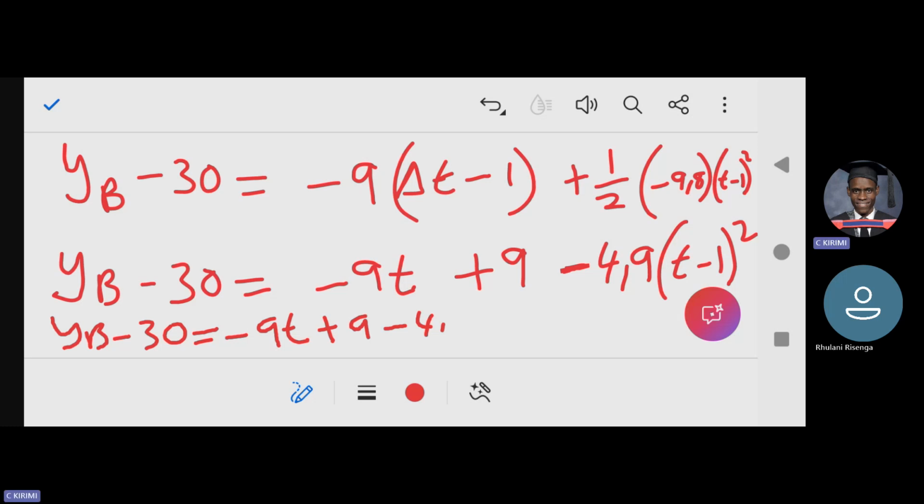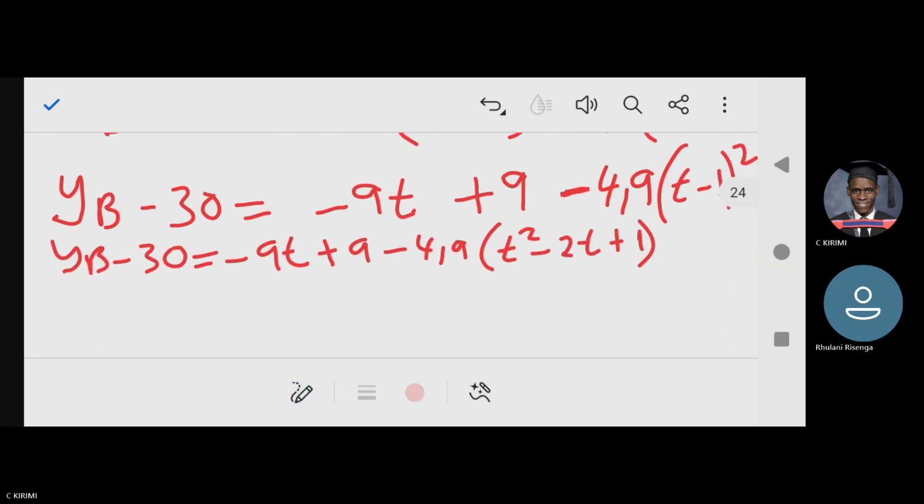Then we expand that bracket of t. How do we expand that bracket? It will be 4.9 multiplied by t squared minus 2t plus 1, then you close your bracket.